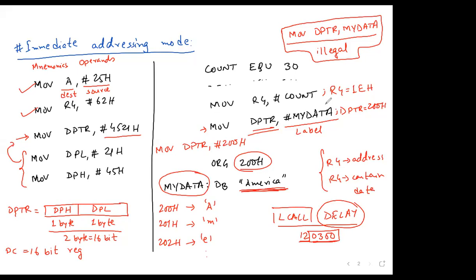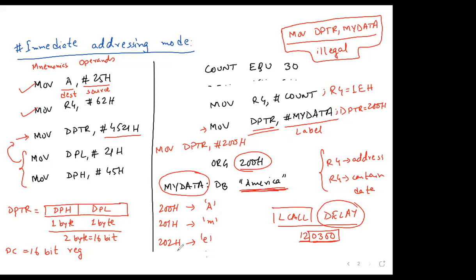Sir, where are the letters A, M, E being stored here? Here I showed you, in address 200h, it will store the ASCII of capital A. Then in 201h, the ASCII of small m will be stored, and so on. All these are RAM locations.